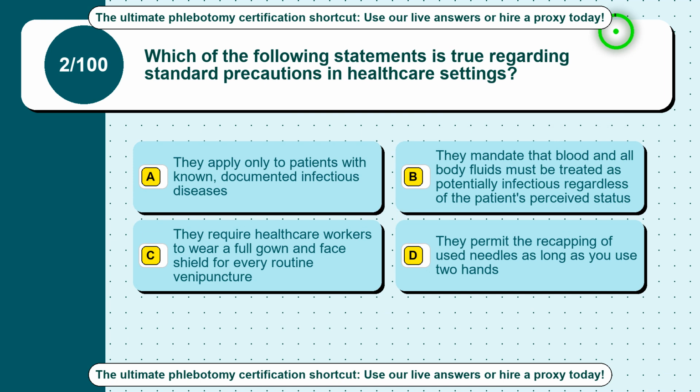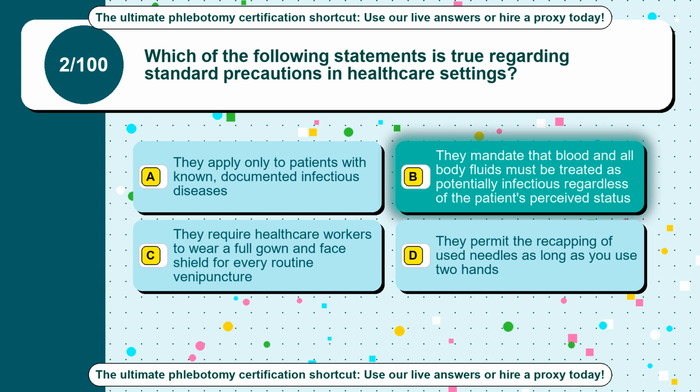Question 2. Which of the following statements is true regarding standard precautions in healthcare settings? Option A. They apply only to patients with known, documented infectious diseases. Option B. They mandate that blood and all body fluids must be treated as potentially infectious regardless of the patient's perceived status. Option C. They require healthcare workers to wear a full gown and face shield for every routine venipuncture. Option D. They permit the recapping of used needles as long as you use 2 hands.